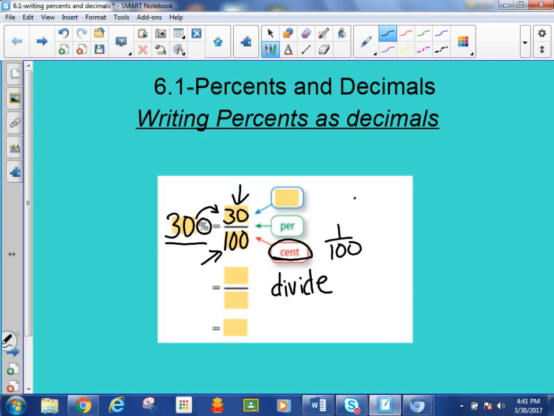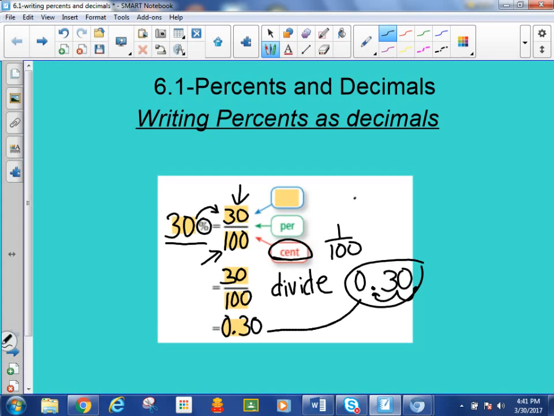So I take 30 divided by 100, which will give me 0.30. And if you noticed, if we divide anything by 100, I take 30, my decimal point, and I move it over 1, 2. So now my decimal point is there, and that is my decimal.